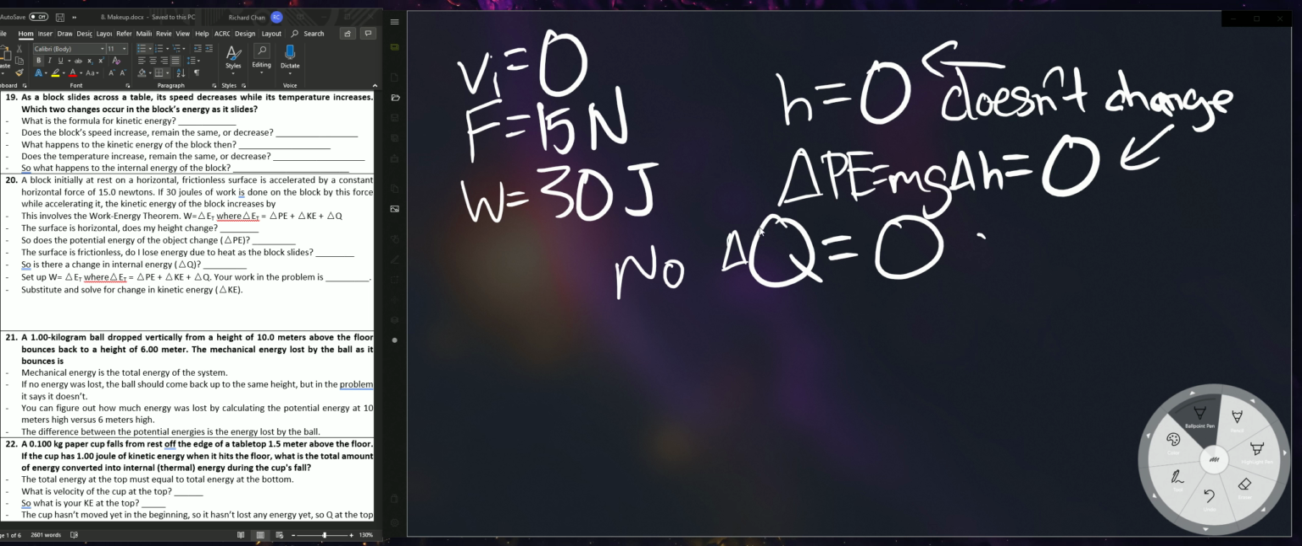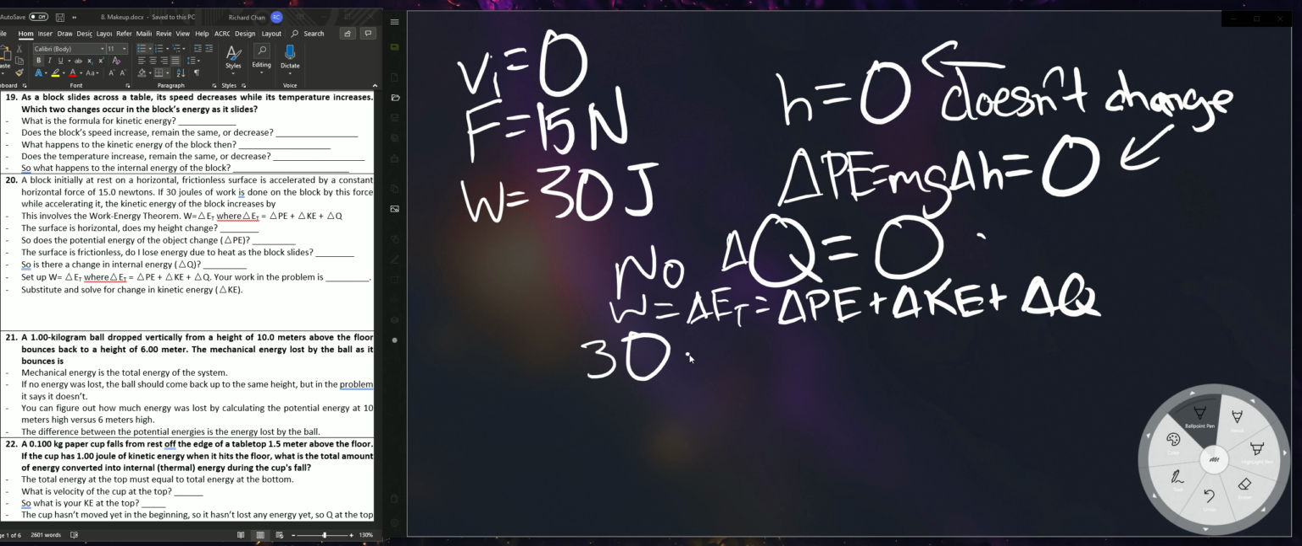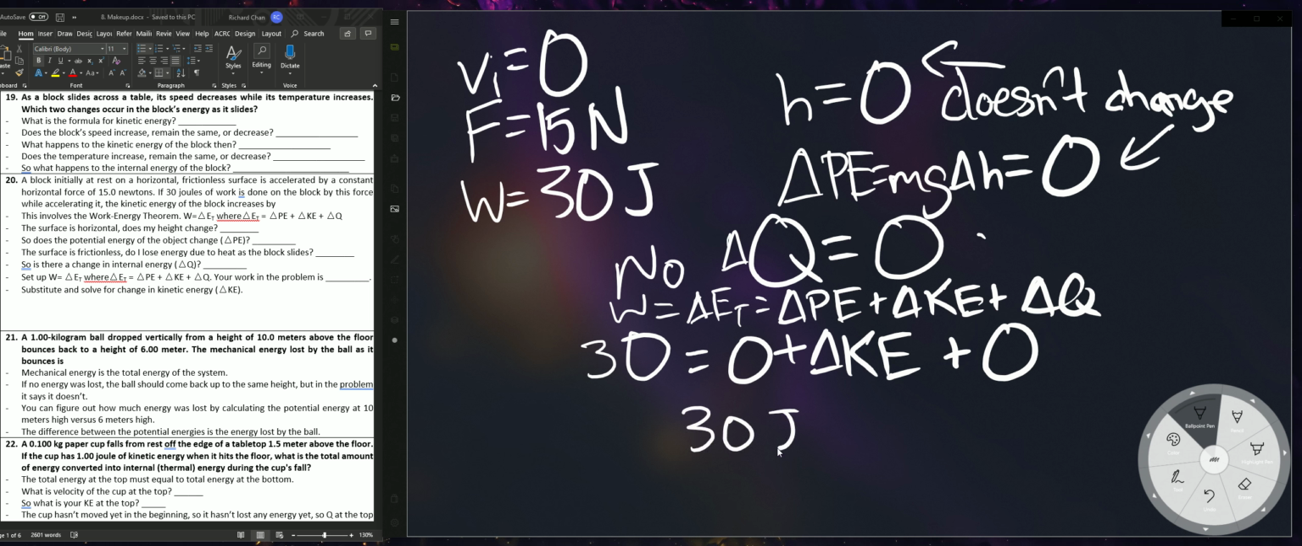So we work the problem right now. Delta ET is equal to delta PE plus delta KE plus delta Q. And you know your delta PE is 0, you know your delta Q is 0, and you know your work done is 30. So your work is the change in energy, change in PE plus change in KE plus change in Q. You want to find change in K. If you just solve for this, you get change in kinetic energy is 30 joules, and that's the answer.